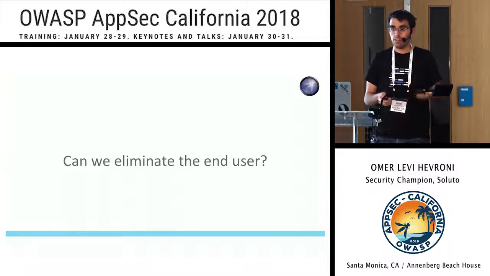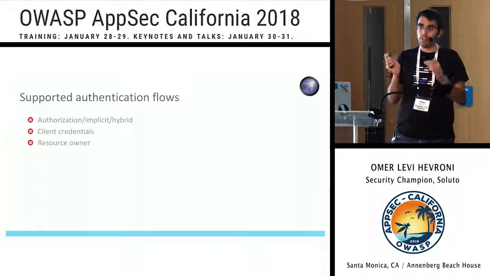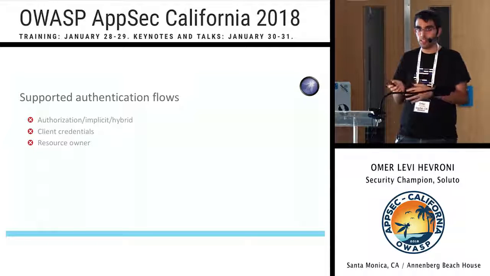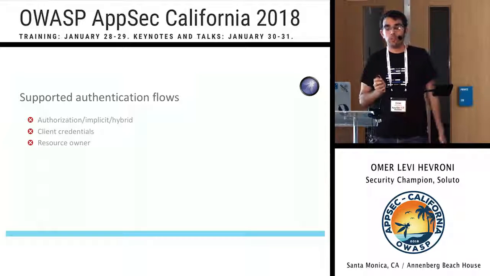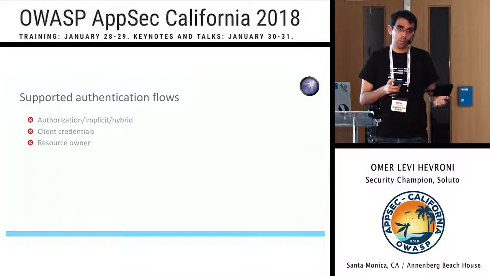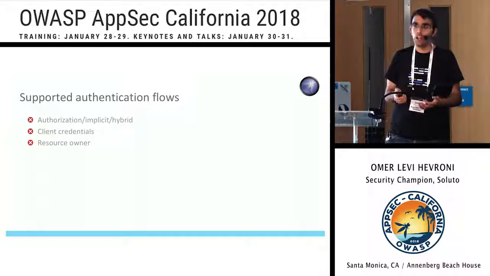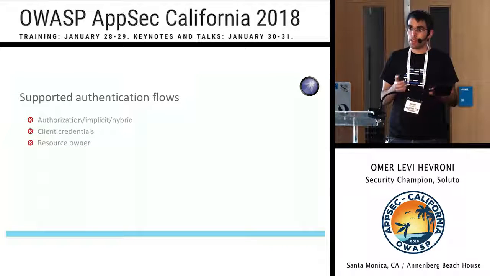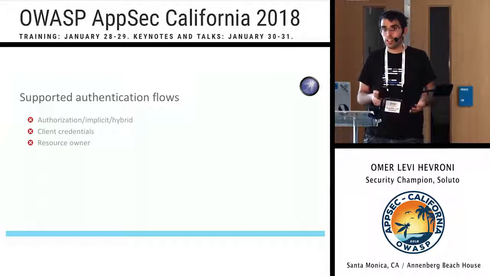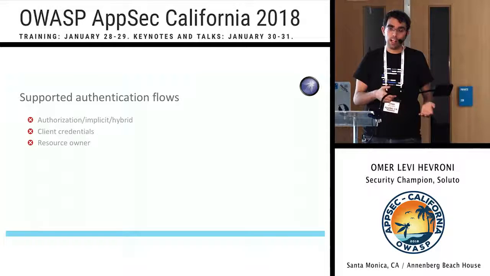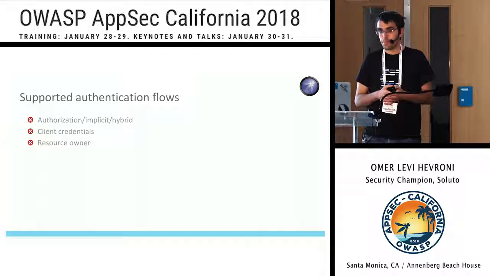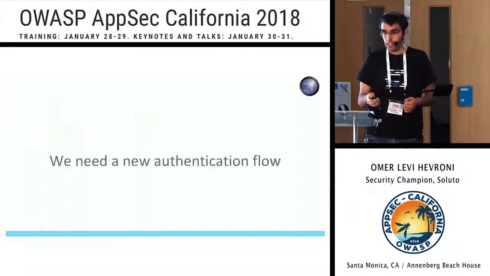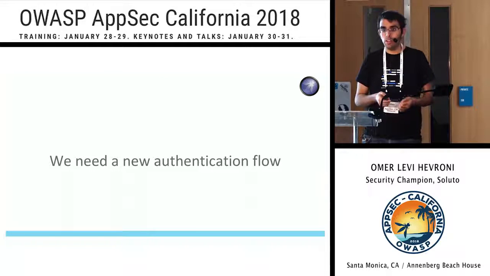Each way is called a flow, and there are a few flows already defined in the RFC that you can use. But I couldn't use any of those flows, because either they required a user, which I don't want, or they required storing some kind of hard-coded credentials in our mobile application code. And storing credentials in the code is not a good idea, because anyone who has the app also has the credentials. So to use OpenID, we need a new authentication flow.